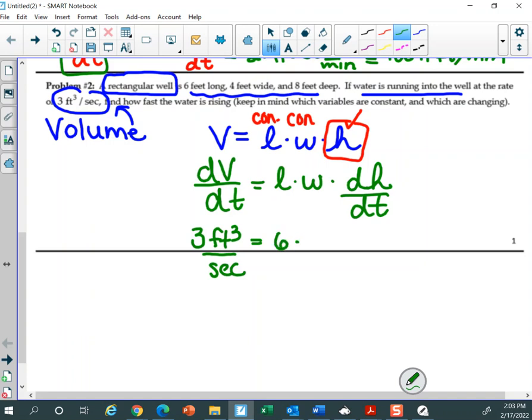The well is 6 feet by 4 feet. And the fact that the whole well is 8 feet deep is totally irrelevant. The actual height at any given point doesn't really matter, because we're going to have a consistent change. Water going in at a particular rate is going to create the same amount of change in my height at any given time.